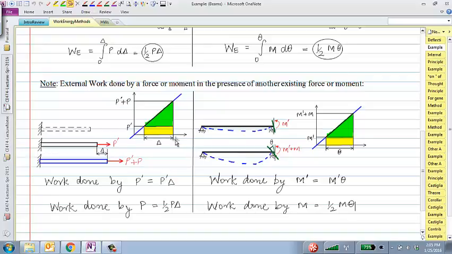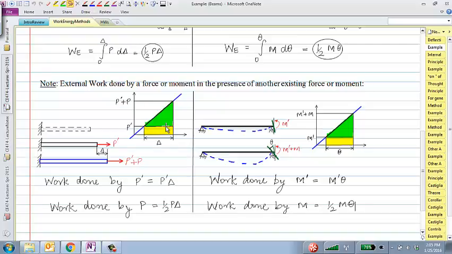So last time I believe we had gone through this logic of what would be the external work done by P when it goes through delta. That would still be the same green triangle that we've been talking about. It would be half times P times delta. The external work done by the additional force P is still the same. But there is some additional external work done by this force P prime as it goes through the displacement delta.